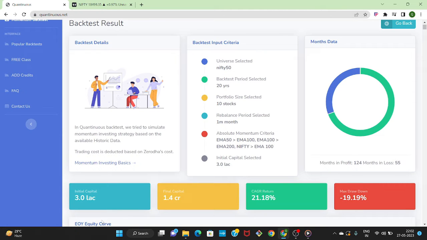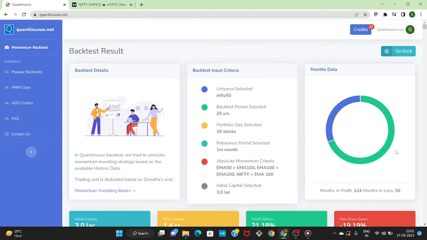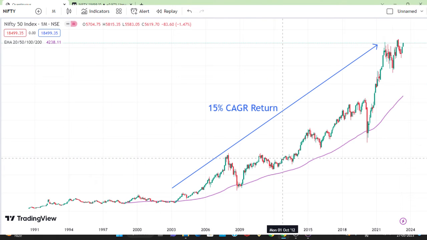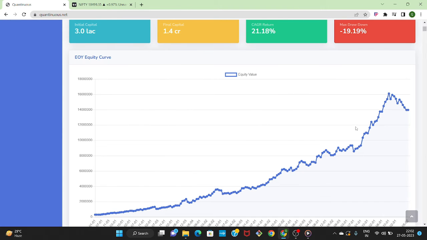Okay, we have received the result. The initial capital was 3 lakhs and the final capital is 1.4 crores. We got an average CAGR return of 21.18% for the last 20 years and the max drawdown is around -19%. In the last 20 years Nifty 50 has given a return of 15% CAGR, but this momentum strategy has beaten the index return by a very high margin.